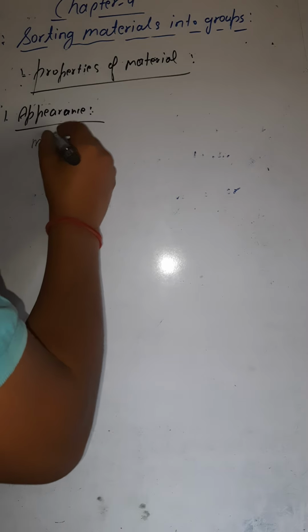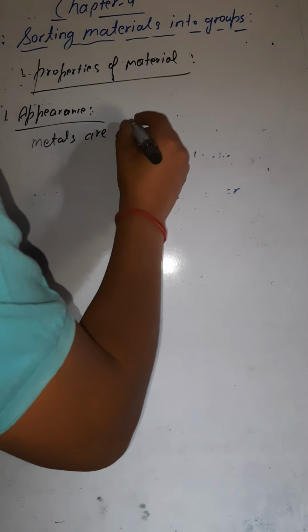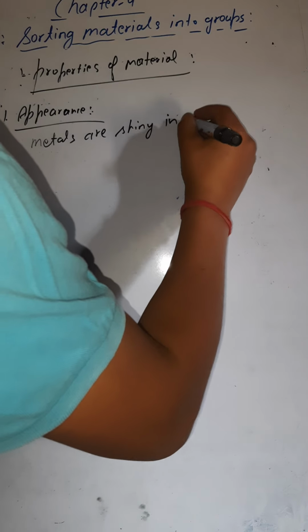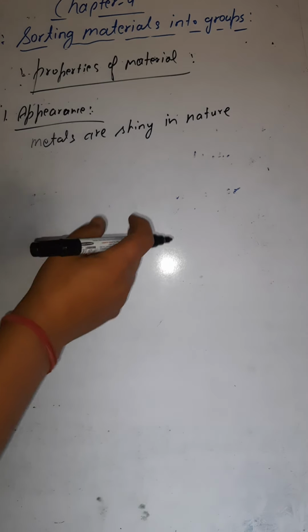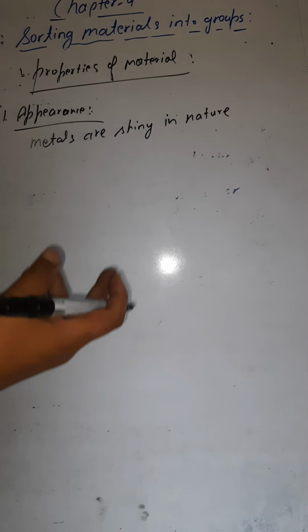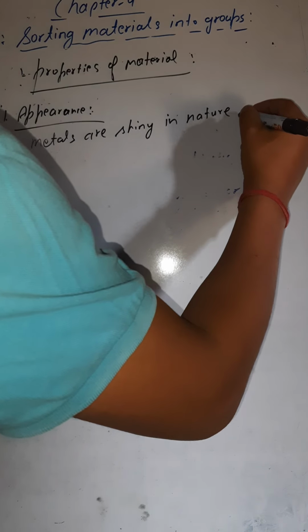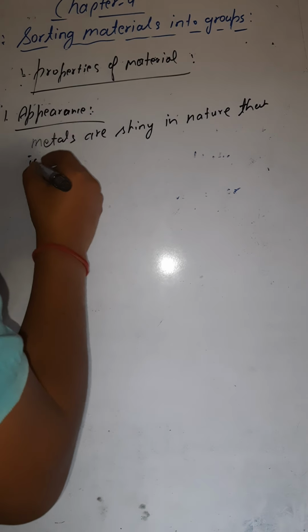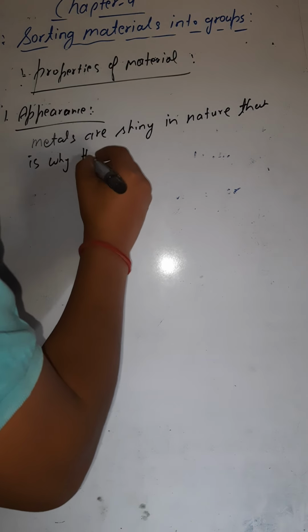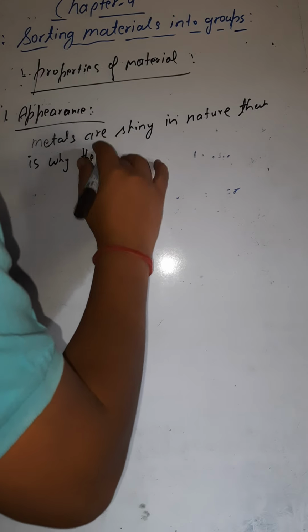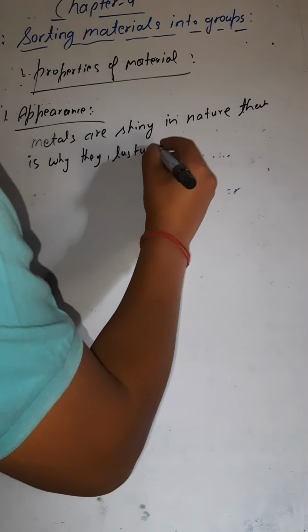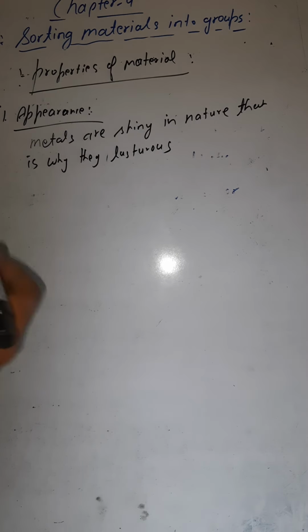Metals are shiny in nature, and the metals that are shiny in nature, we call them lustrous, or they have the luster. So metals are shiny in nature. That is why they are lustrous. Metals are lustrous in nature.